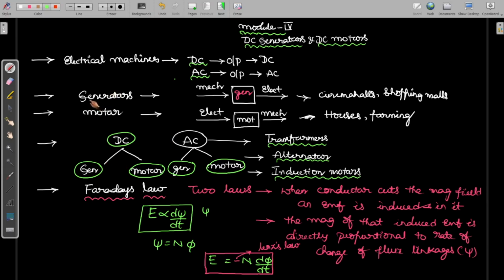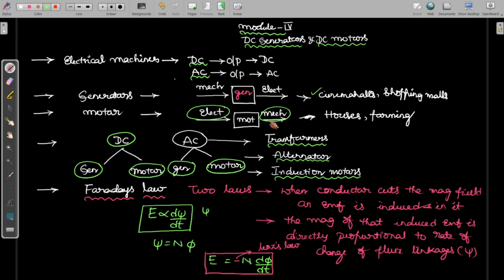Let us understand the meaning of the generator and the meaning of the motor. A generator is a device which converts mechanical energy into electrical energy. Nowadays we are using generators in cinema halls and shopping malls. Coming to the motors, electrical energy is the input and it gives mechanical energy. In the houses and for farming purposes we are using motors.